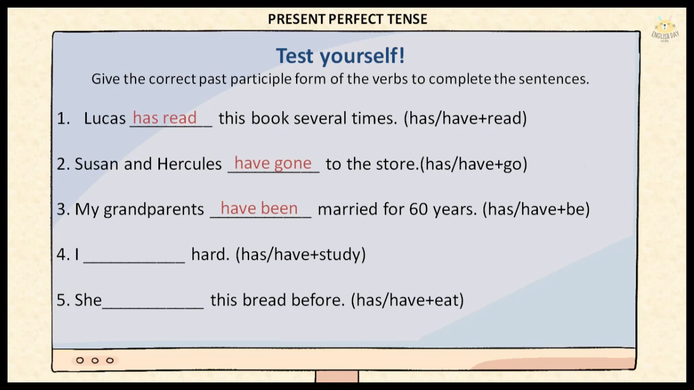Next, we have I blank hard. If you answered have studied, then you are correct. I have studied hard. And lastly, we have she blank this bread before. If you answered has eaten, then again you are correct. She has eaten this bread before.